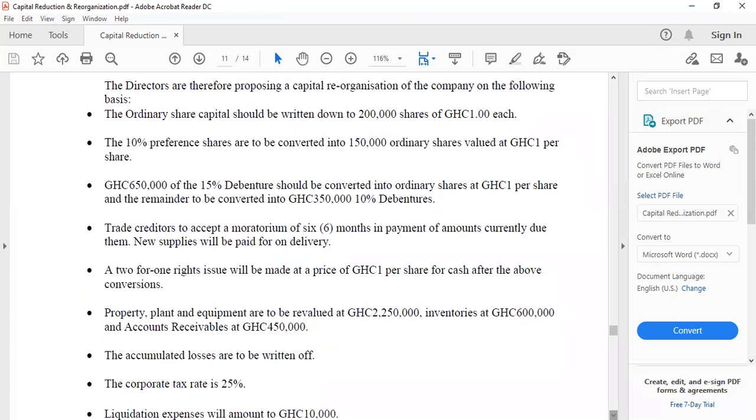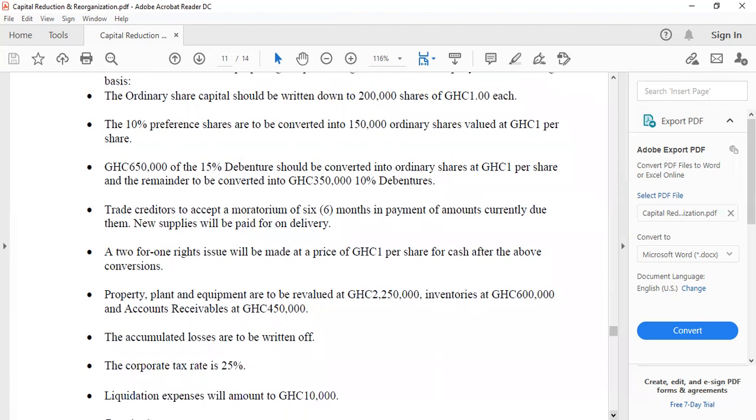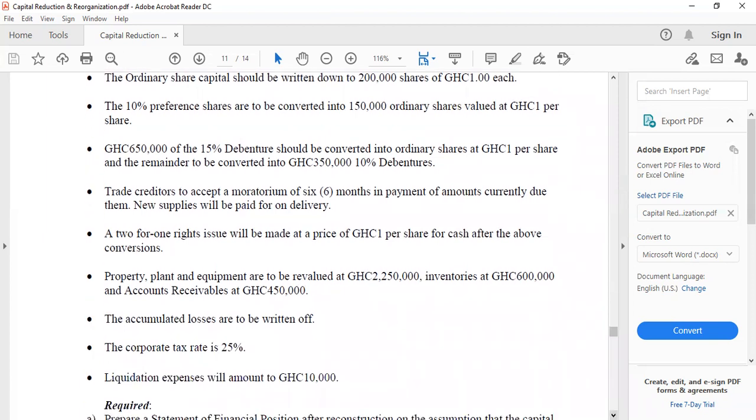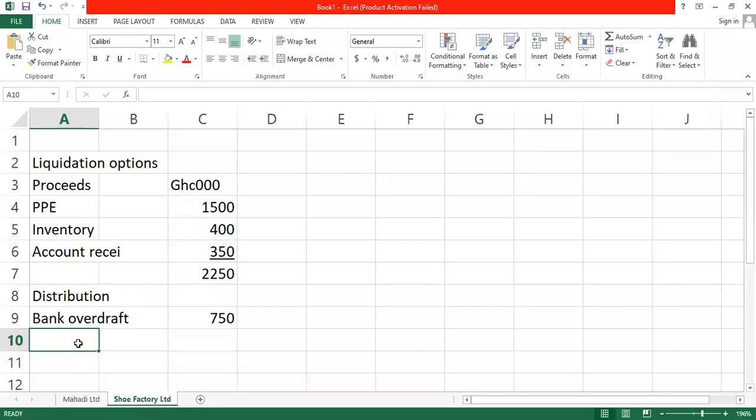The corporate tax rate is 25%. Liquidation expenses will amount to 10,000. So what will happen is that we have to go and pay the liquidation first. Liquidation expenses will also be part of the distributions. So we have liquidation expenses. Liquidation expenses is what? It's 10,000 or 100,000? 10,000. So it will be 10. Okay, so let's write 10. Okay, let's move on.